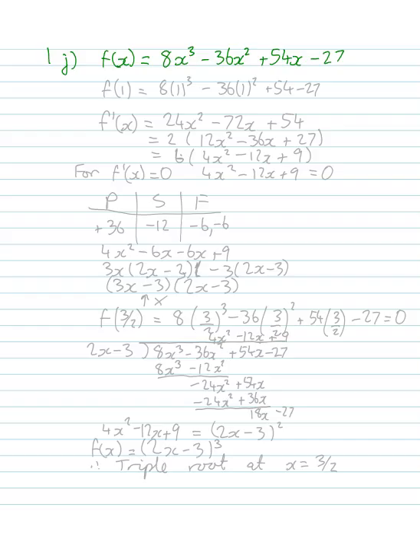roots. First thing we want to do when we're solving this is to try and test specific values to see if we can get something that will eventually work. So I'm going to try f(1), which gives me 8 times 1 cubed minus 36 times 1 squared plus 54 minus 27. That is 8 minus 36, sorry, minus 28. That's not going to work. It is close, but it doesn't work.